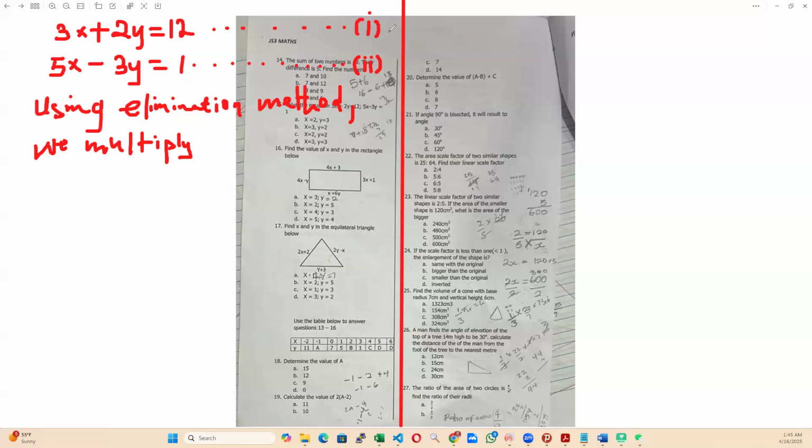3x. Which 3x? This 3x. What are we multiplying equation 1 by? We will multiply all three terms in equation 1 by a value, and also multiply all three terms in equation 2 by a value. What value is that? I'm telling you, it's 3x and 5x.